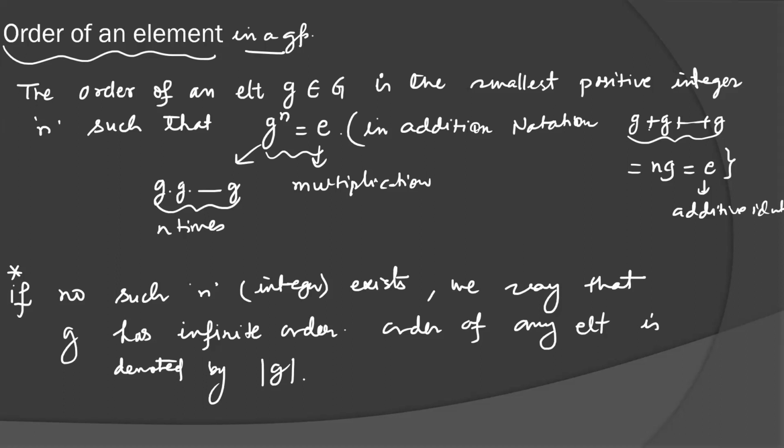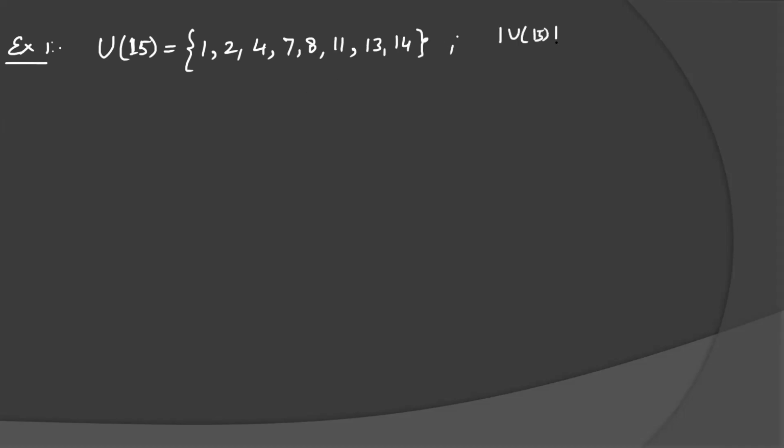Let's see some examples based on the order of an element. Example 1: take U15. U15 you know very well. We have to collect all the elements which are relatively prime to 15: 1, 2, 4, 7, 8, 11, 13, 14. So can you tell me the order of U15? Count the number of elements. This is a finite group, and you can see there are 8 elements.